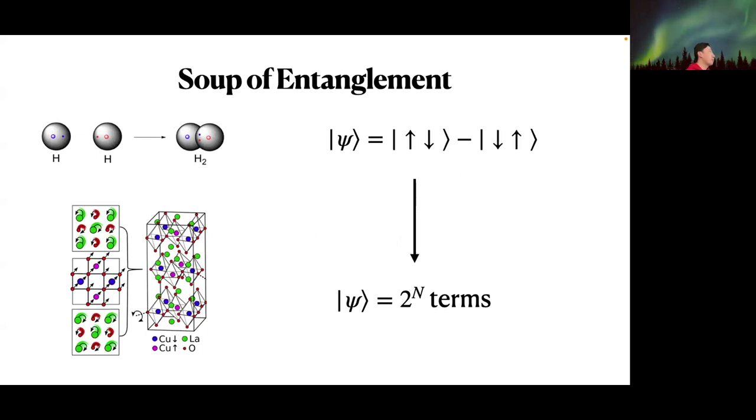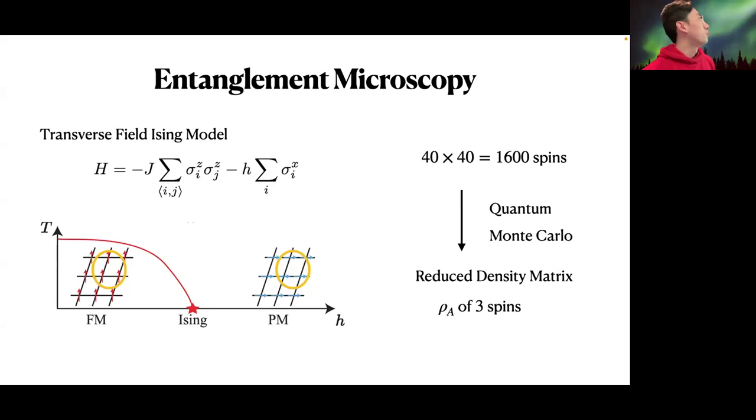But when we go to a more complicated condensed matter system, we have N particles, which is macroscopic, and then we have 2 to the N terms in the wave function. So it's much more difficult to quantify the entanglement structure there. So what do we do? We take a microscope figuratively, and we look at only part of the system, and we let the system evolve, and we record the information of only that local system. Here is, for example, a transverse field Ising model.